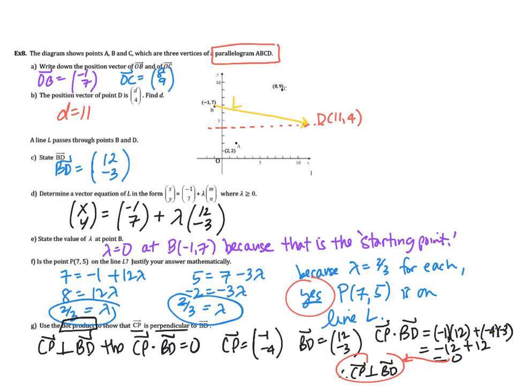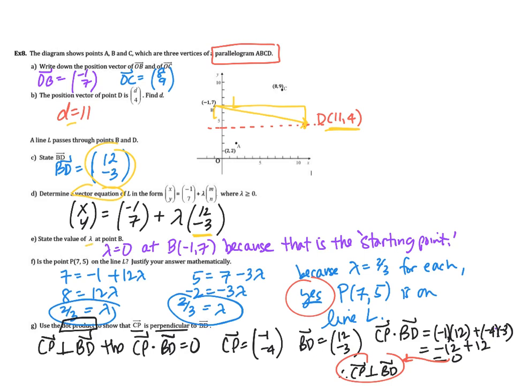Okay, here are the answers. Part A was simple, just writing the two position vectors. Part B was finding D. There were several different ways you could have done that. So D was equal to 11, which I have put over here in the diagram. And then you had to find vector BD, which also wasn't challenging, hopefully. Write your vector equation. Since this is my vector to get from B to D, I go across 12, down 3, and that's just now your velocity vector to get from B to D.